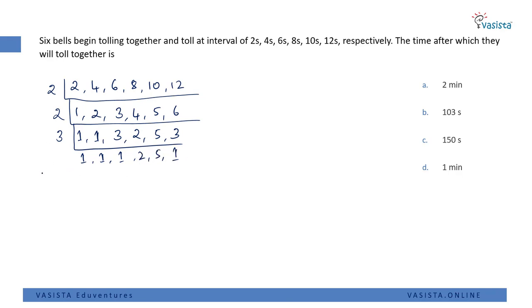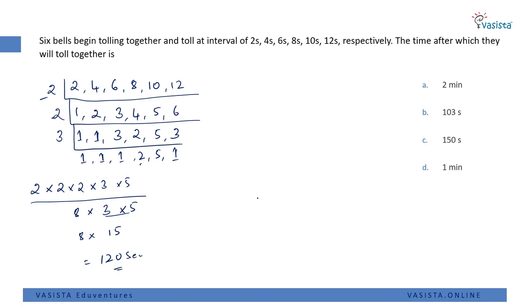Now the answer here is, let us list out here, 2 into 2, these 2 and one more 2, and 3, then 5. Let me multiply here. 2 2s are 4, 4 2s are 8, into 3 into 5. 8 into 3 is 24, 24 into 5 is 120 seconds. After 120 seconds it is going to toll together.